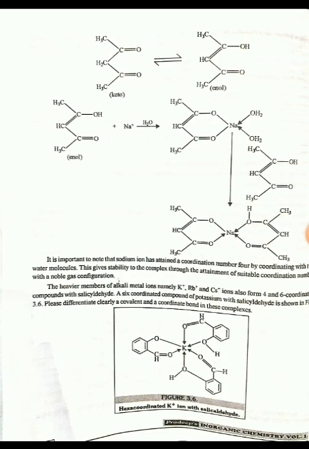It is important to note that sodium ion has attained a coordination number 4 by coordinating with two water molecules. This gives stability to the complex through the attainment of suitable coordination number with a noble gas configuration. The heavier members of alkali metal ions, namely potassium positive, rubidium positive, and cesium positive ions, also form 4 and 6 coordinated compounds with salicylaldehyde. A 6 coordinated compound of potassium with salicylaldehyde is shown in figure 3.6. Please differentiate clearly a covalent and a coordinate bond in these complexes.